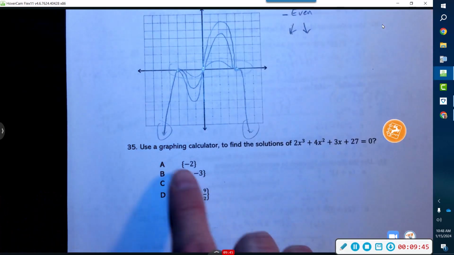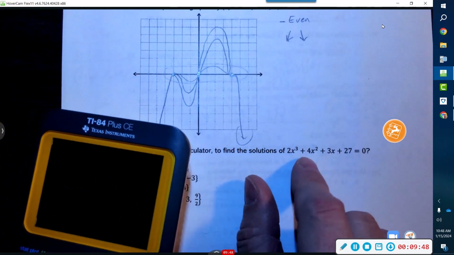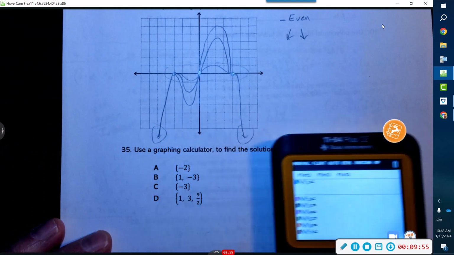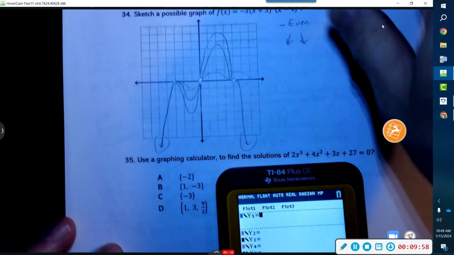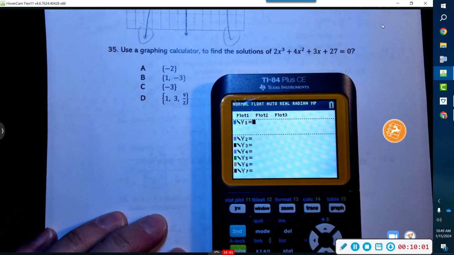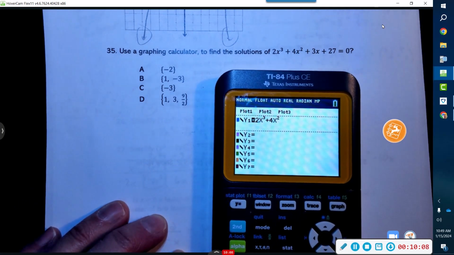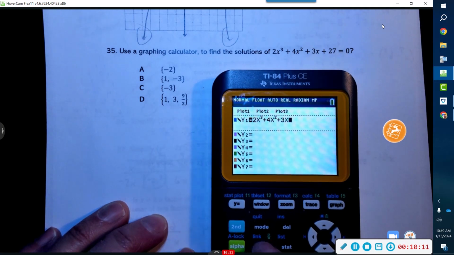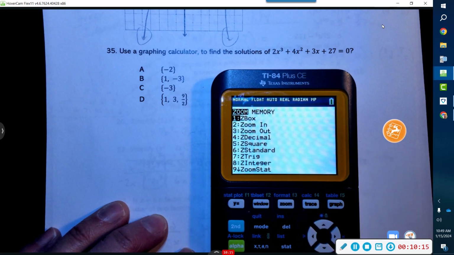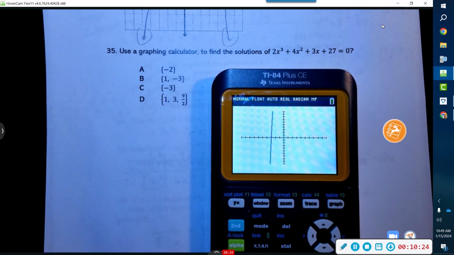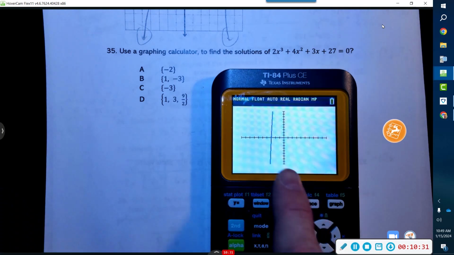Last one here is, this is use a graphing calculator. Now, we've already done a problem like this, but we used a quadratic. Okay. So I don't want you to worry about this too much, because when you type this in, you're going to go 2x to the third, and then plus 4x squared, plus 3x, plus 27. Okay, zoom standard. Okay, where does it equal 0? Looks like it's only negative 3. That's the only place where it actually hits the x-axis.